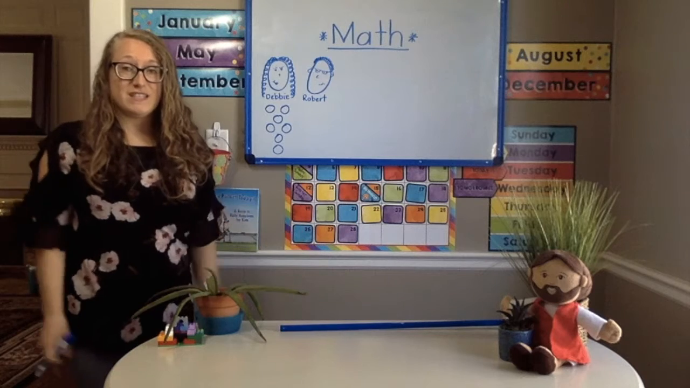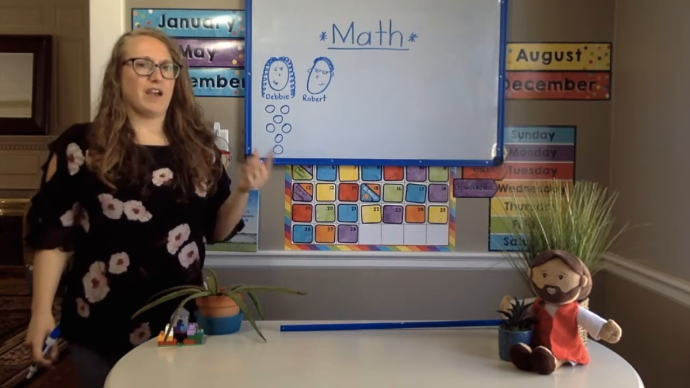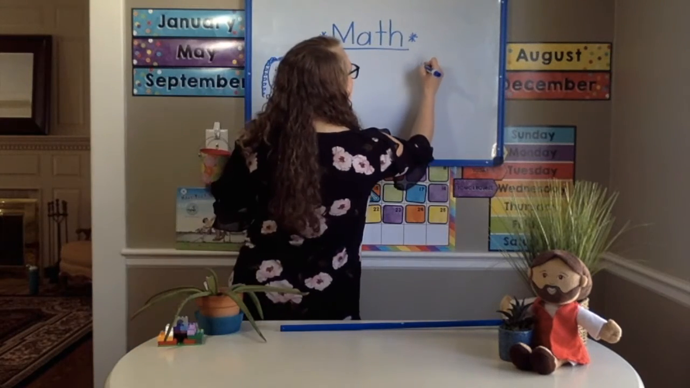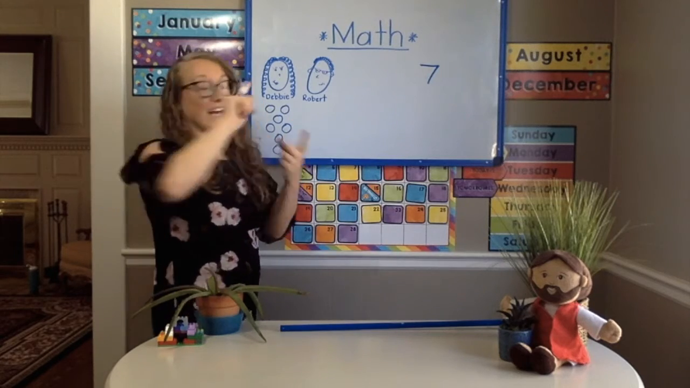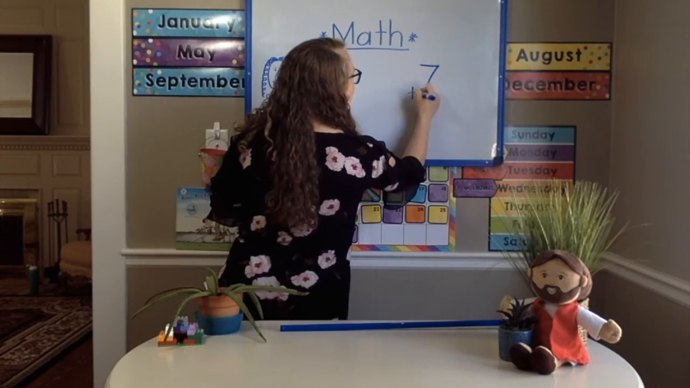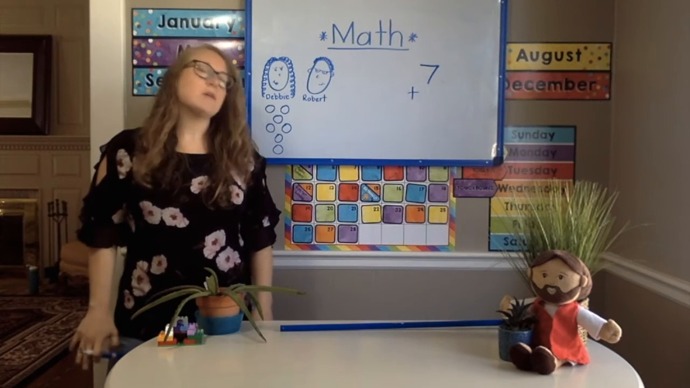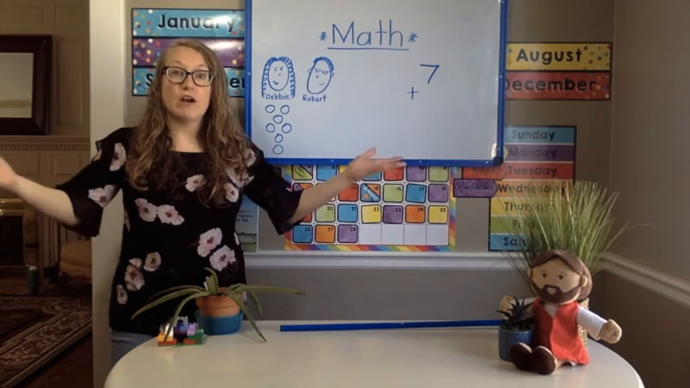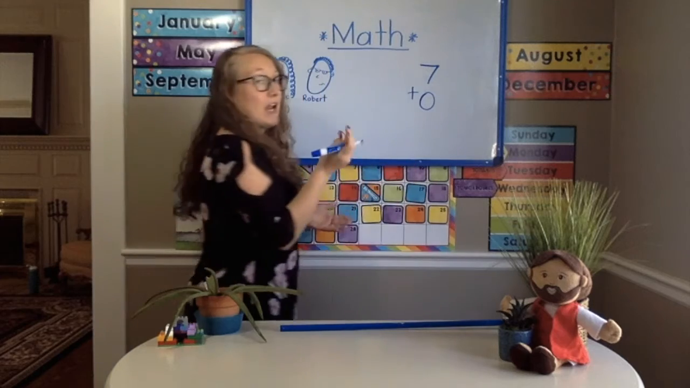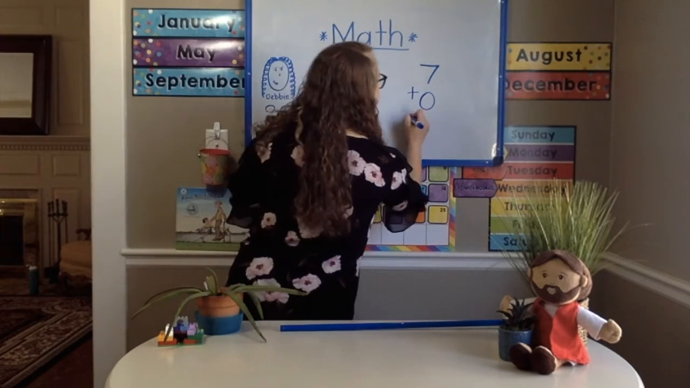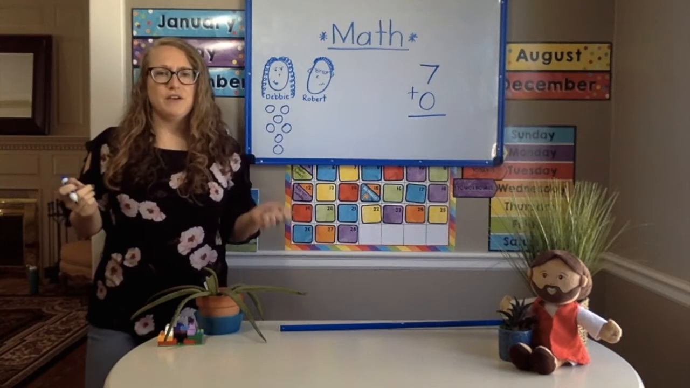Okay, let's see if we can turn this into an addition sentence. So Debbie has 7 pieces. I'll start there. I'll put a 7 at the top. We're adding, so I need my plus sign. And Robert has no pieces of pizza, so I need to put the number 0. And then I put my equal sign. Okay, so now it says 7 plus 0 equals.